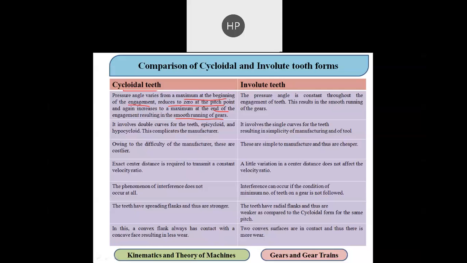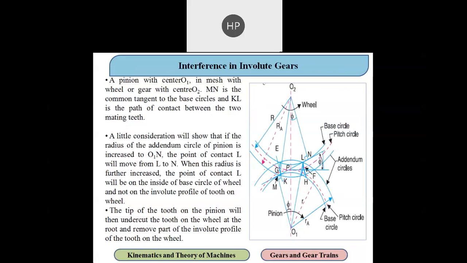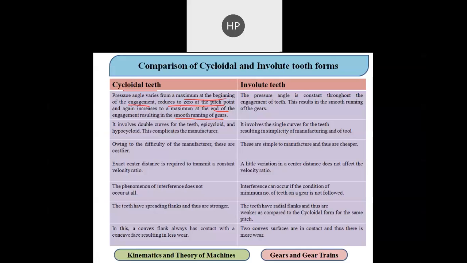Okay, so what it means to say is that suppose this is the gear. So at the start of the engagement, up to this one, here it will be maximum, and when it reaches here it will be 0, and then again it starts increasing and reaches maximum at the disengagement, during the cycloidal gear.